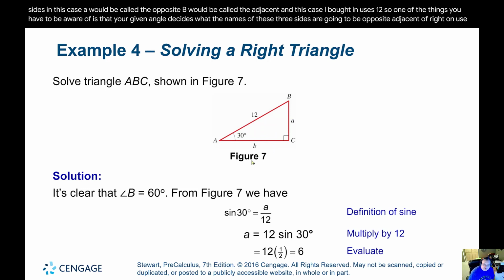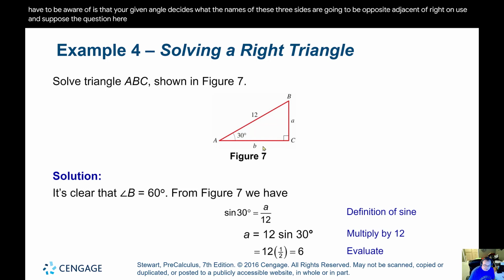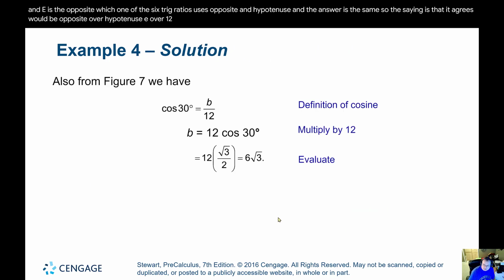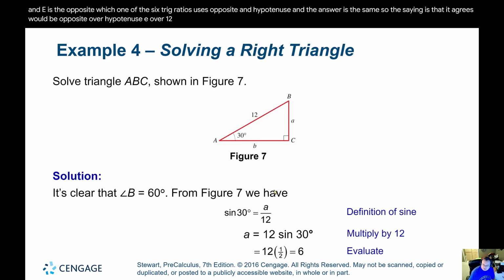Now suppose in the question here, we wanted to find A. Then what I would say to myself is, okay, I know the hypotenuse, and A is the opposite. Which one of the 6 trig ratios uses opposite and hypotenuse? And the answer is the sine. So the sine of 30 degrees would be opposite over hypotenuse, A over 12. To get from this line to this line, you can multiply both sides by 12.